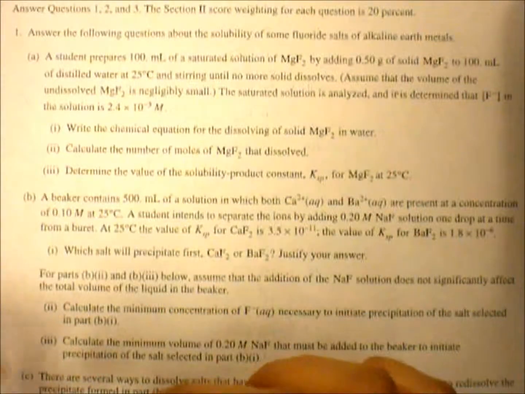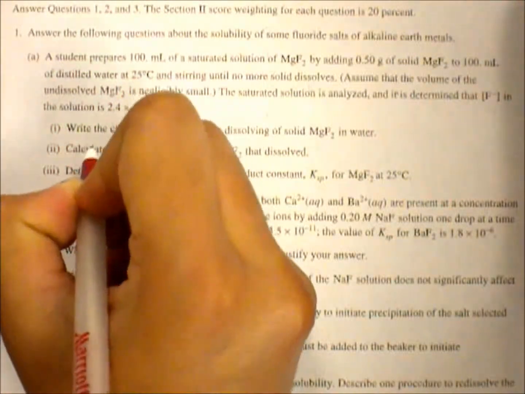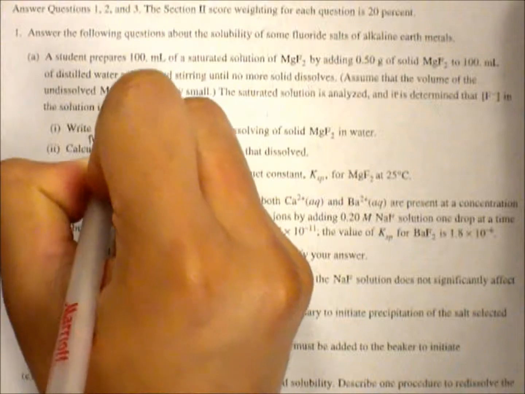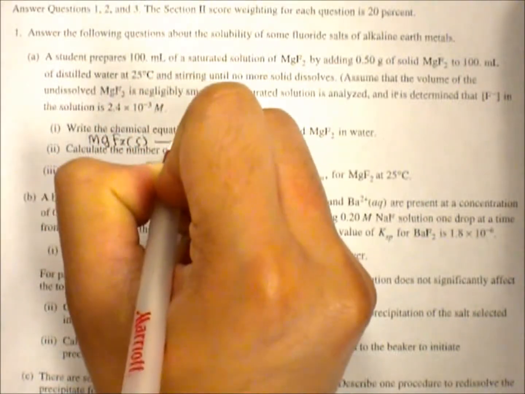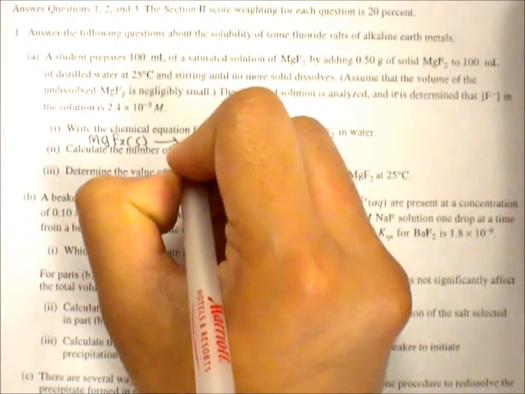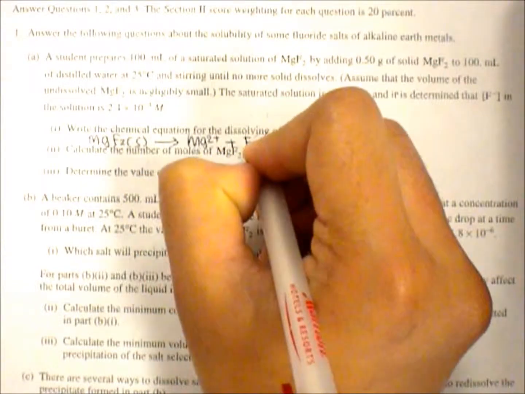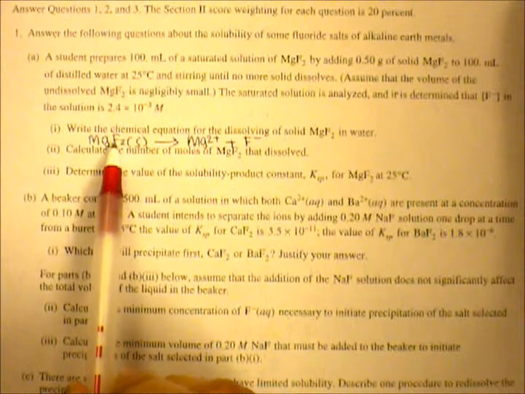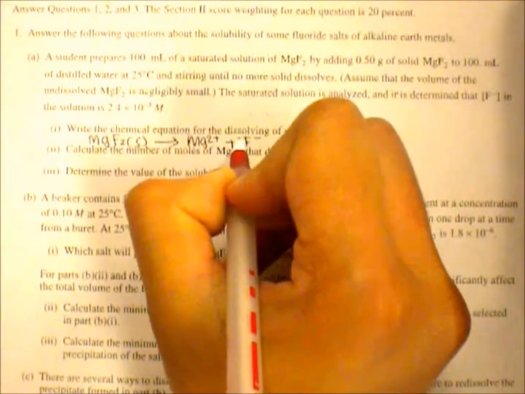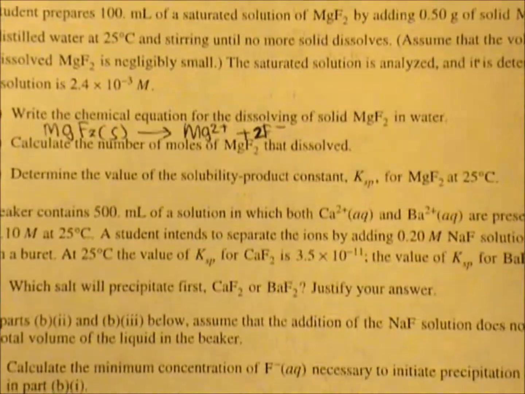A1. Write the chemical equation for the dissolving of solid MgF2 in water. So first you have your MgF2 solid, which completely dissociates into Mg2+ ion plus F- ion. And then you have to balance it, since you have two fluorine, so you have to put 2 here.